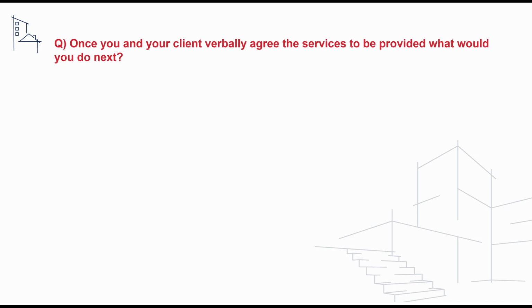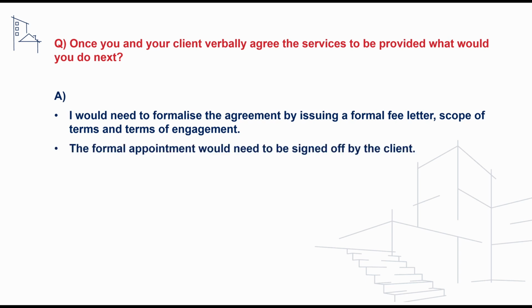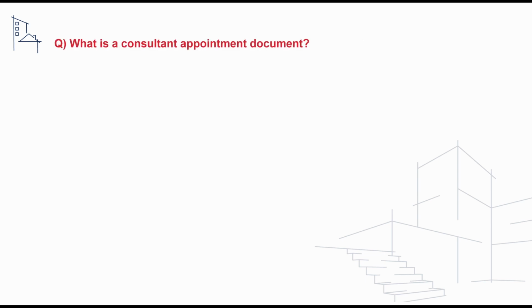The next question we'll take a look at is, once you and your client had agreed verbally the services and fees to be provided, what would we typically follow up with in this scenario? And to address this, we could say that we would need to formalise the agreement by issuing a formal fee letter, scope of services, and terms of engagement. The formal appointment would need to be signed off by the client, and a conflict of interest check would need to be undertaken. We would also need to make sure that appropriate insurances were in place prior to undertaking any work for the client.